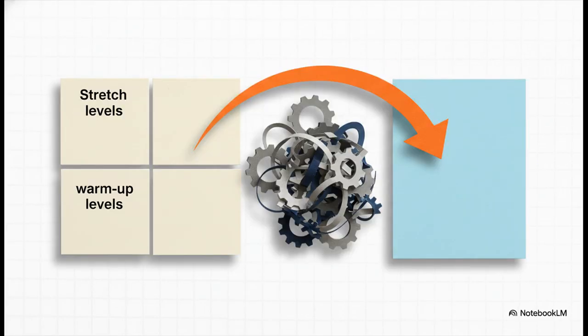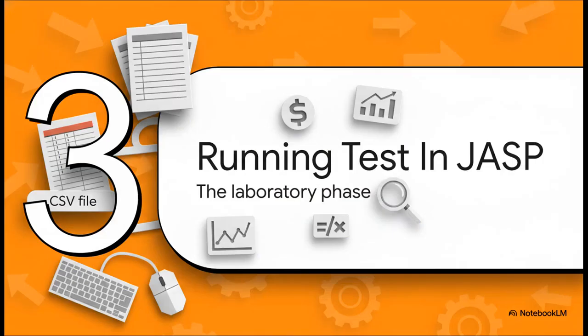But wait, here is a massive statistical loophole that I absolutely love. Sphericity usually requires at least 3 levels to even be tested, but in our specific experiment, we only have 2 levels for our stretch factor and 2 for our warm-up factor. Because of this 2x2 design, we literally get to skip the sphericity check entirely. How great is that? Moving right along to Section 3, running the test in JASP.